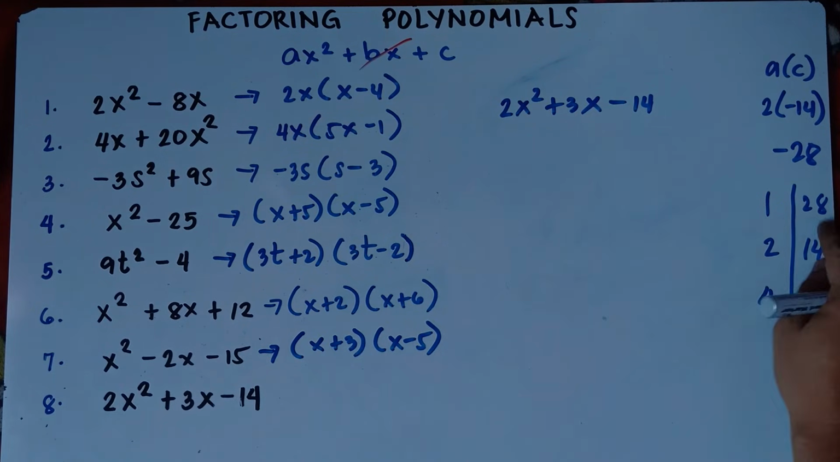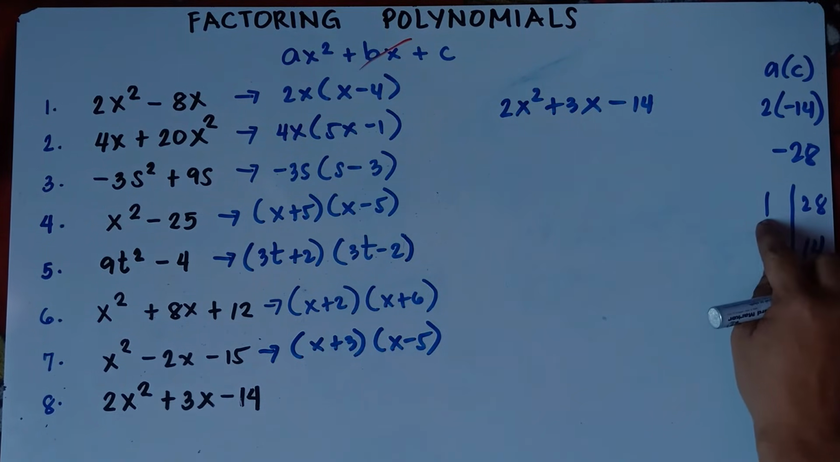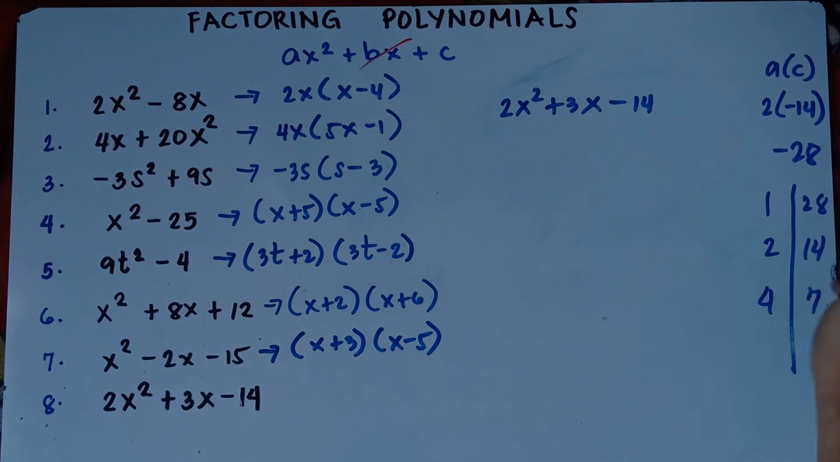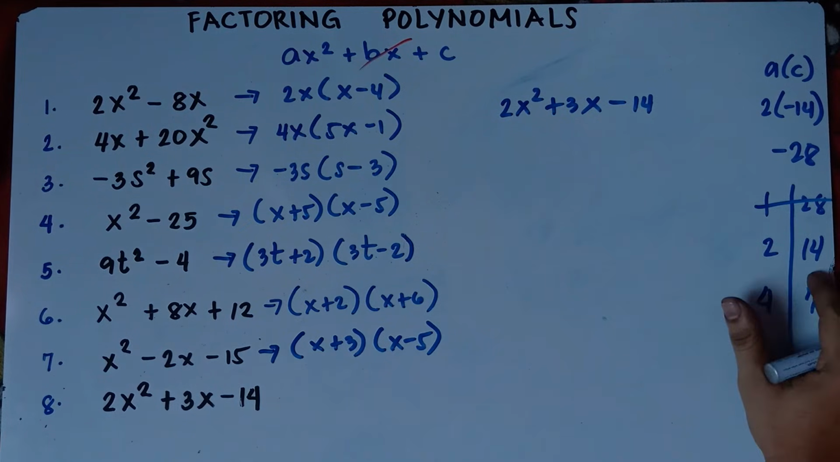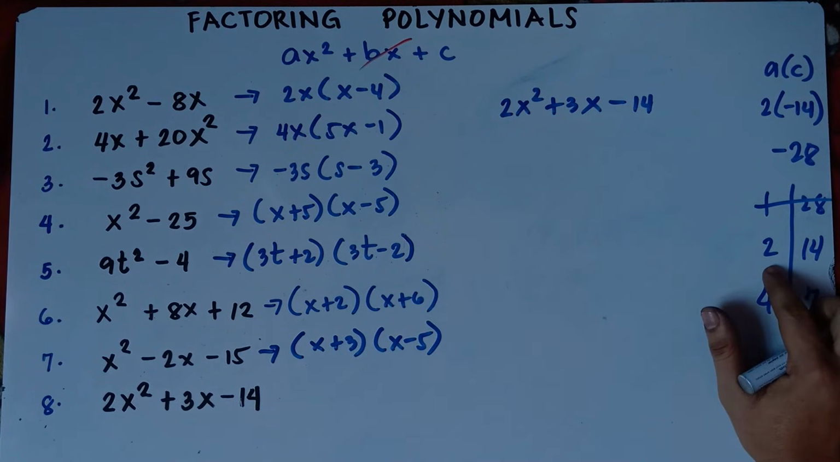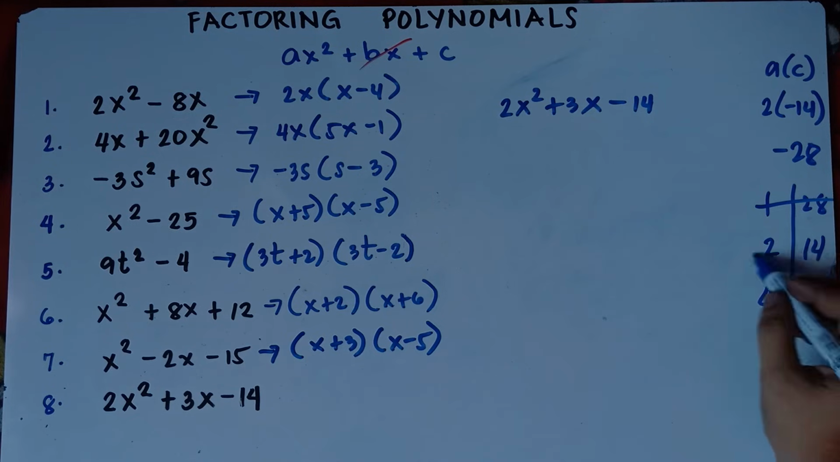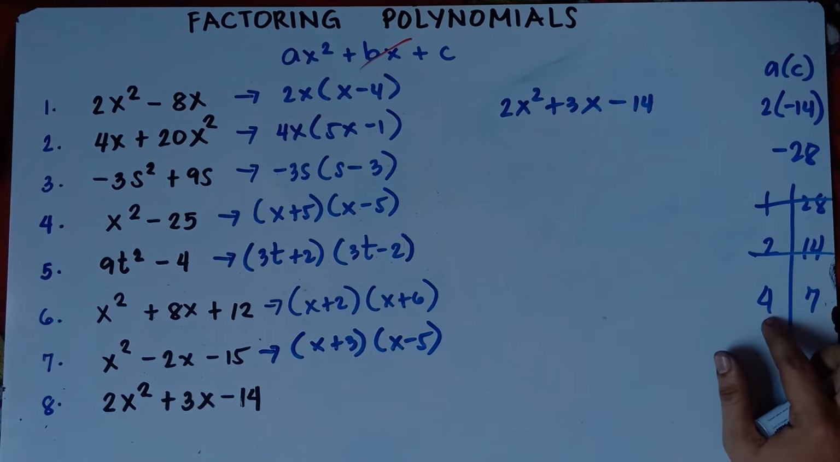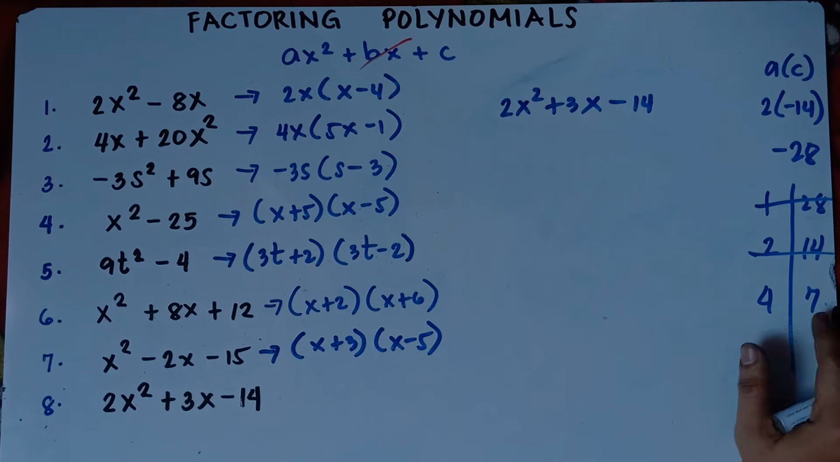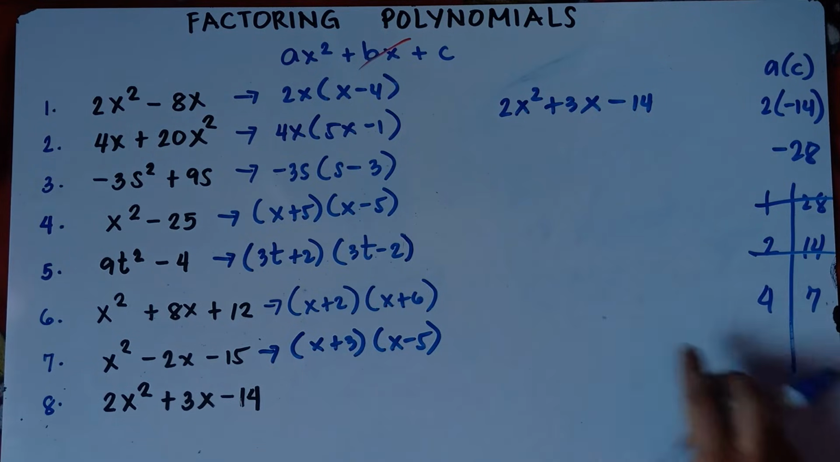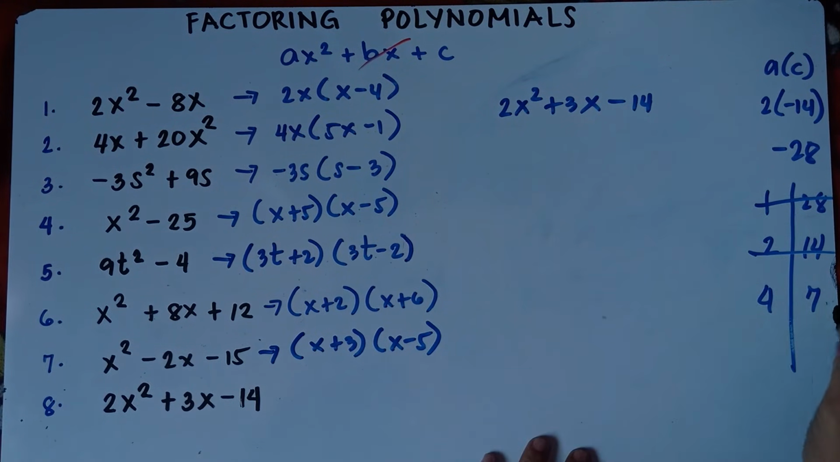So if you combine 28 and 1, 28 plus 1 is 29. 28 minus 1 is 27. We cannot use this one. 14 plus 2 is 16. 14 minus 2 is 12. We cannot use this one. 7 plus 4 is 11. 7 minus 4 is 3. Right? So therefore, we can use this one.